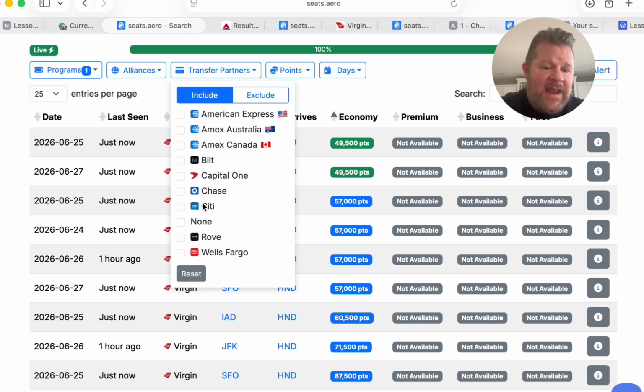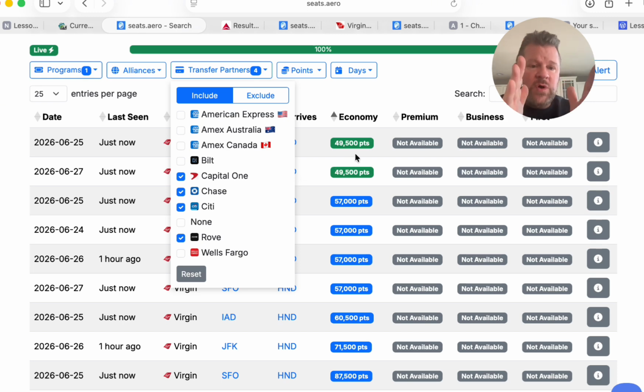The ones that Abby and I have points in right now are Citi, Chase, Capital One, and Bilt, and we actually have Rove too, which is pretty good. That will limit us. If we had some American Express, it might help us out a little bit, but this is a great activity, a great thing for you to utilize. This is a true lesson, friends.